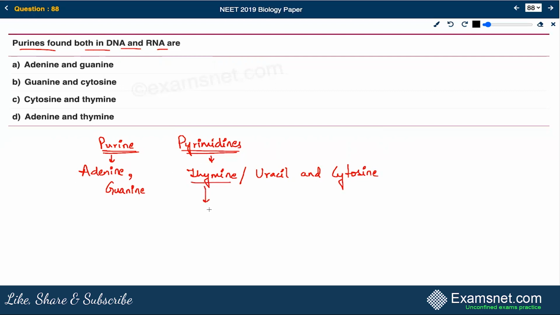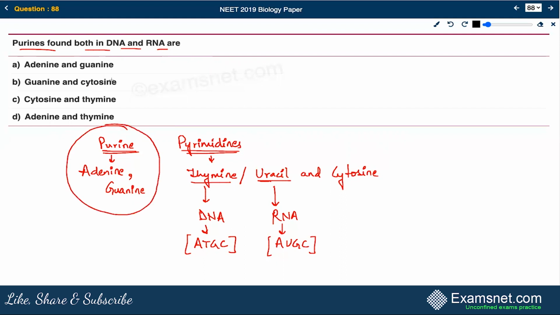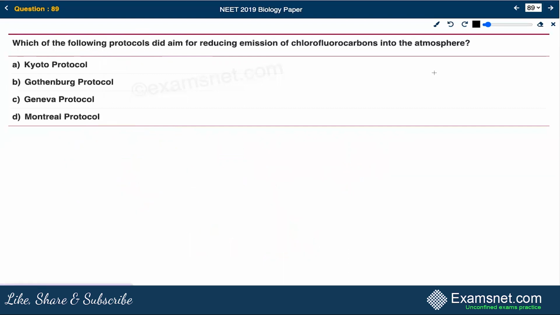So this thymine is found in DNA, and this uracil is found in case of RNA. That means this is having a combination of ATGC and this is having a combination of AUGC. Clear? That is the case. So let us take a look. That is found in both DNA and RNA. So it is adenine and guanine here. So you can see the very first option is correct. All right. Now, next question is question number 89.